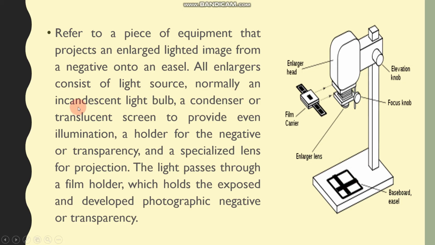So, normally, an incandescent light bulb, a condenser or translucent screen to provide even illumination. So, a holder for the negative or transparency. Ito yung holder ng ating negative, di ba? And a specialized lens for projection. Sabi ko nga kanina, same as with the camera, we have enlarger lens to be discussed later. The light passes through a film holder which holds the exposed and developed photographic negative or transparency.